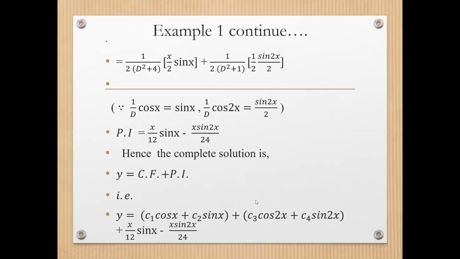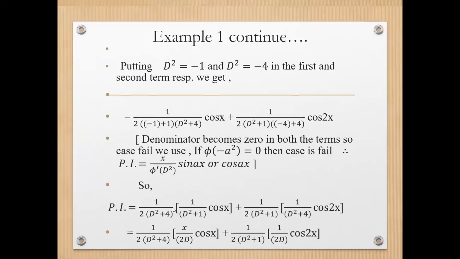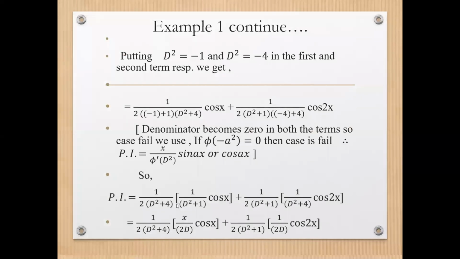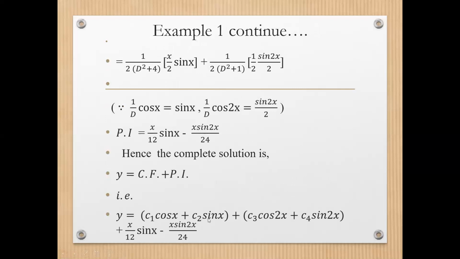CF is equal to what? You know, here in CF, C1 e raised to 0x, e raised to 0x is 1. So what remains? CF is equal to C1 cos x plus C2 sin x plus C3 cos 2x plus C4 sin 2x. We get CF here, and this is the PI: x by 12 sin x minus x sin 2x by 24. This is example number 1.